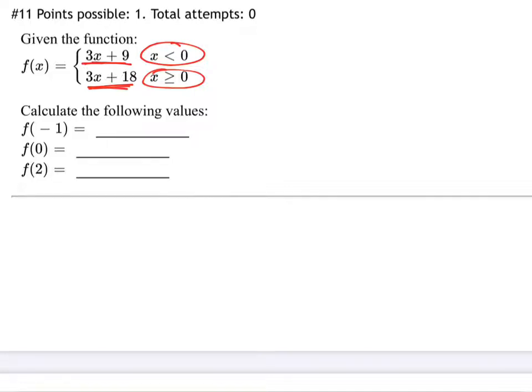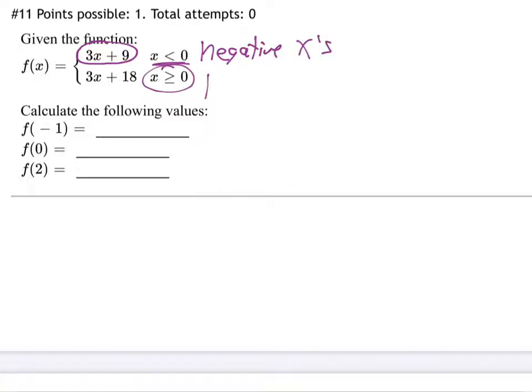This is weird at first. So I wanted to spend 10 minutes talking about it with you. This is weird and hard to get used to at first, but they use it a lot in higher math. Once you get it, it's not bad. What this is saying is plug into this piece if x is less than 0. What is less than 0? Negative. Negative x's. And greater than or equal to 0, that's positive x's, isn't it? Just to put it in common language.